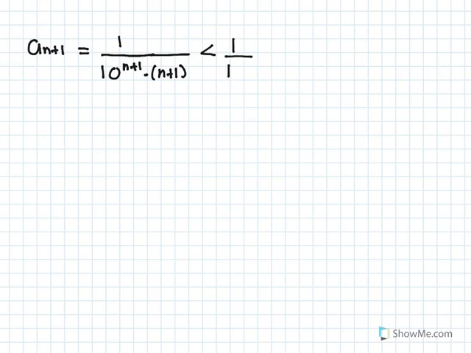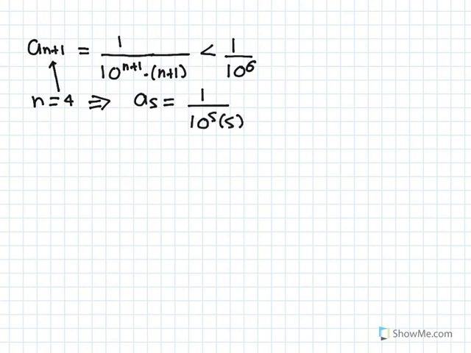All right, so we have a(n+1) is equal to 1 divided by 10 to the power of n plus 1 times n plus 1, is less than 1 divided by 10 to the 6. So let's try n equals 4. If we plug n equals 4 for n, we get a5 is equal to 1 divided by 10 to the power of 4 plus 1 is 5, times 4 plus 1 is 5. And this is larger than 1 over 10 to the 6. So n equals 4 does not work.